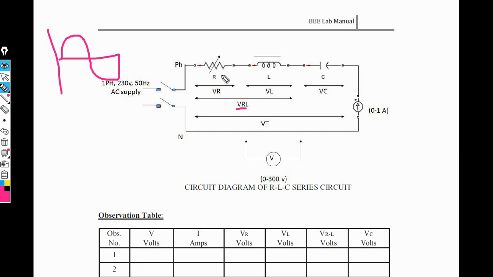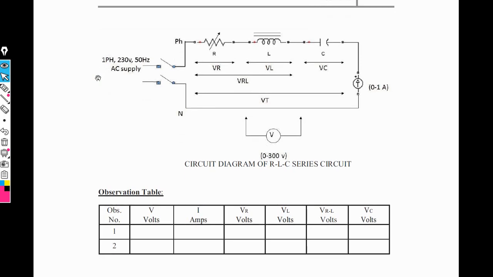Okay, then here the ammeter is connected to measure current flowing through the RLC circuit. Then here is the voltmeter, and this voltmeter measures voltage across VR, VL, VC, VRL and VT. Okay, now this is the circuit diagram of the RLC series circuit. Then we have to measure the observation table.